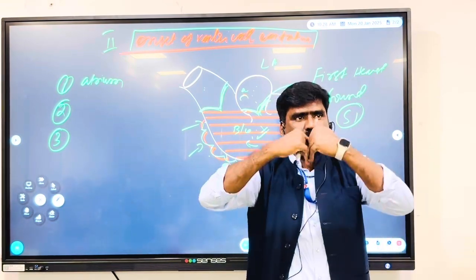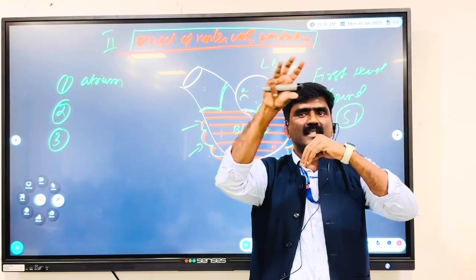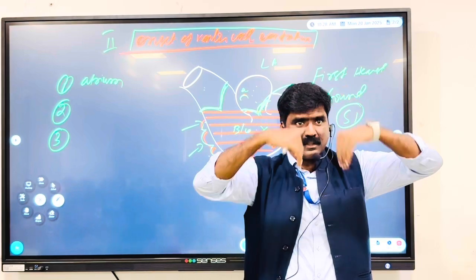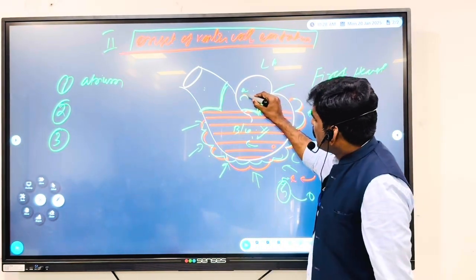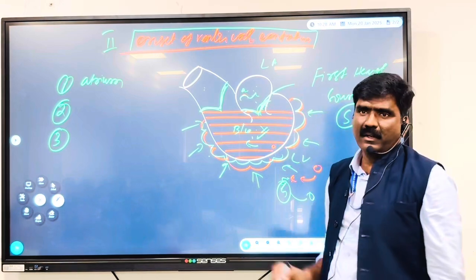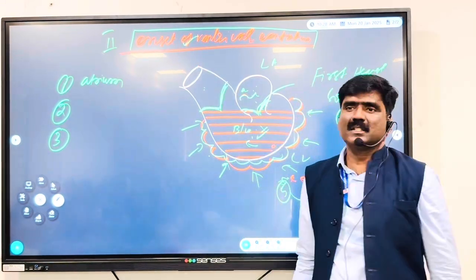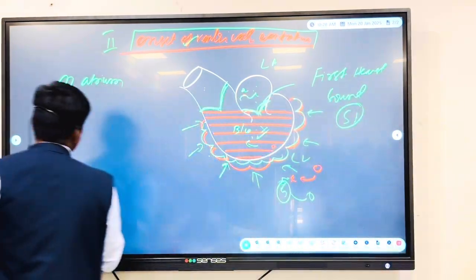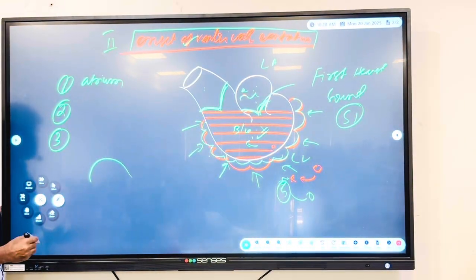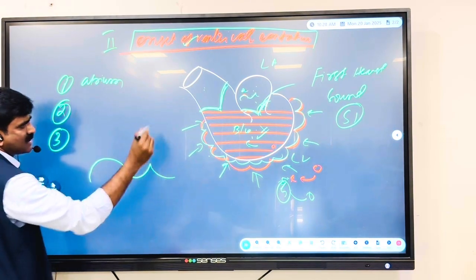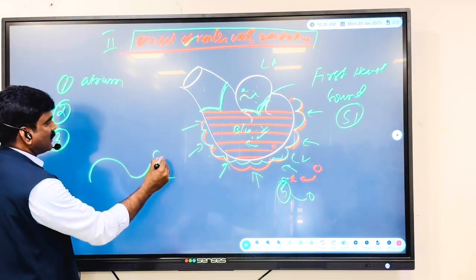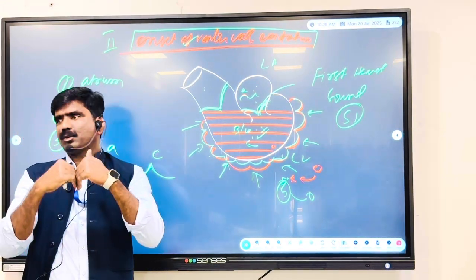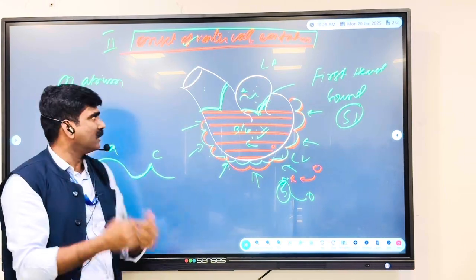When the valve is closed, the pressure is slightly increased in the atrium because of back pressure. The pressure is slightly increased in the atrium during the onset of ventricular systole. We are discussing the second phase. So this is the A wave, that is the pressure wave, and this is the C wave, right? And this C wave is because of closure of the valve.